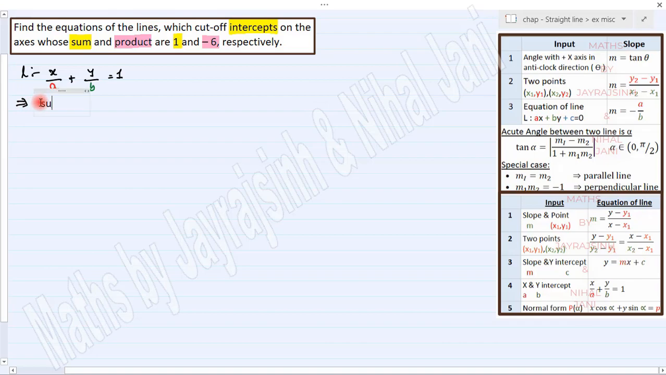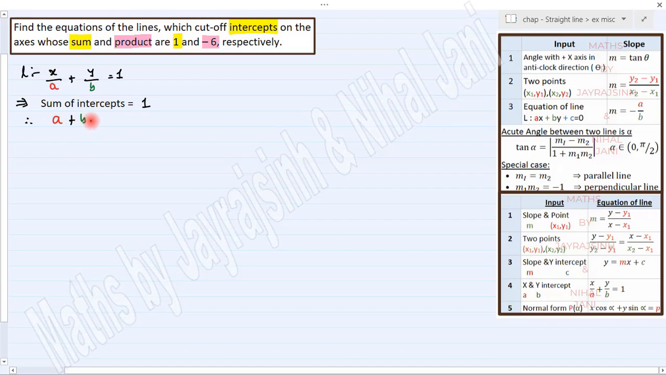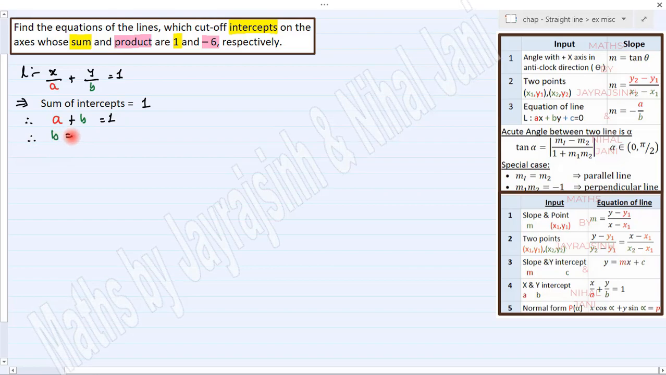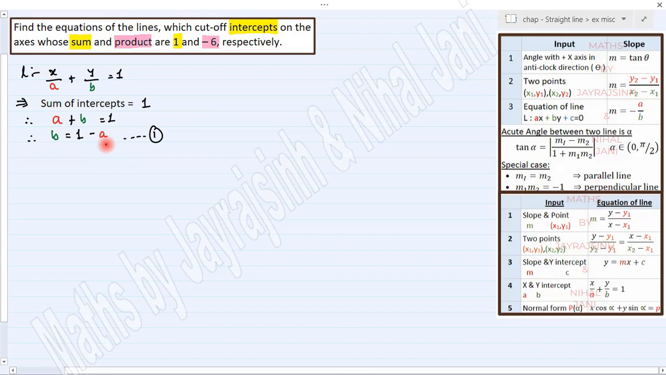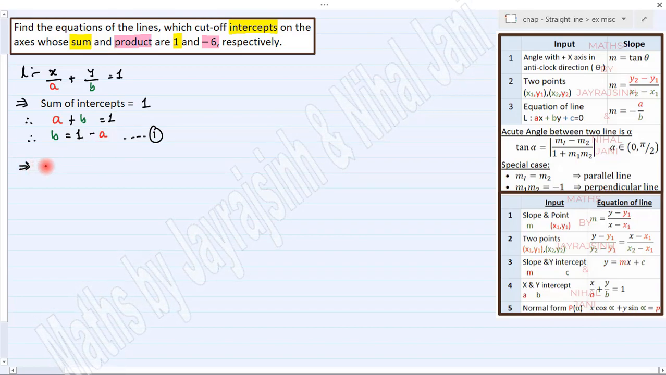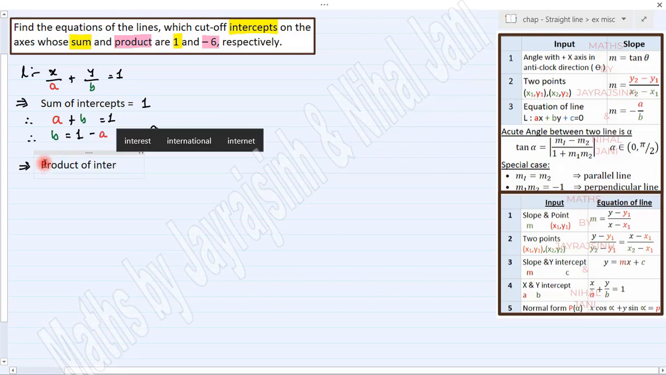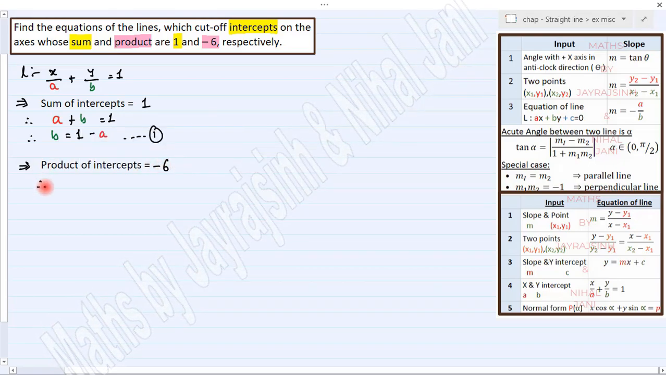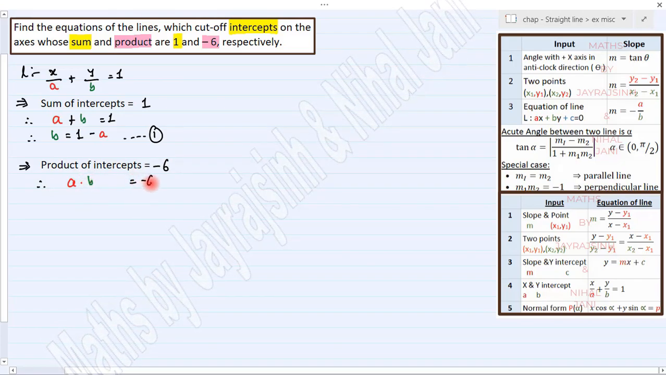First one, the sum of intercepts is 1. So we can say a plus b must be 1, or we can say b must be 1 minus a. Let's say this is your first equation. Now to obtain the second condition, it is given that the product of intercepts is minus 6. So we can say a into b must be minus 6. So we get our second equation.